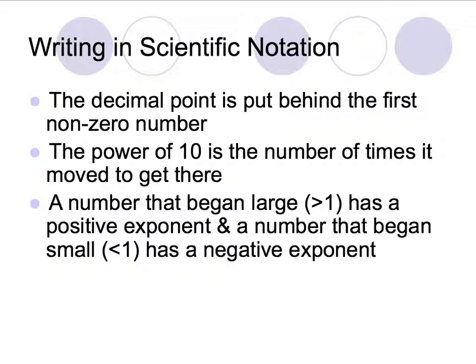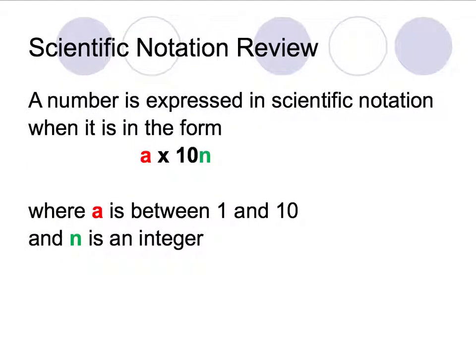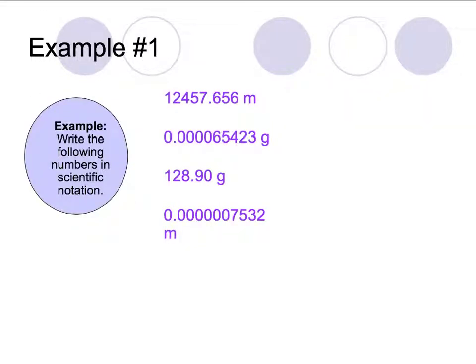The decimal point is put behind the first non-zero number. That's a big deal. Just one number and then the decimal point. Not two numbers, not three numbers, one number. The power of 10 is the number of times it gets moved to get there. A number that began large, if it's bigger than 1, has a positive exponent, and a number that's small has a negative exponent. So we're going to look at some of these examples here in a second. The expression always goes like this: a times 10 to the nth power. Fairly simple.